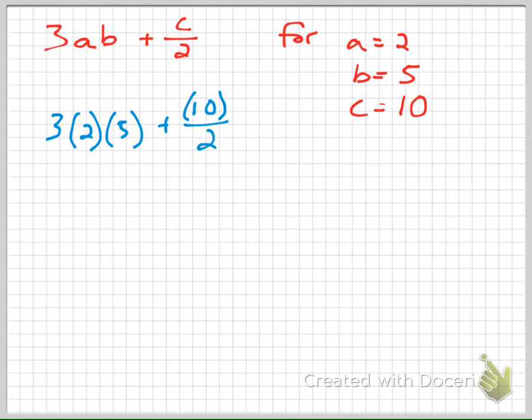Do you see any parentheses that need to be dealt with? No. Do you see any multiplier exponents? No. Any multiply or divide? Yes, lots of it. Which one do I do first then? Left to right. 3 times 2 is? 6 times 5 is? 30. So these guys here make 30 plus 10 over 2.